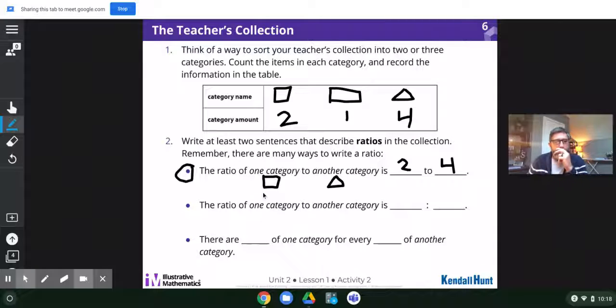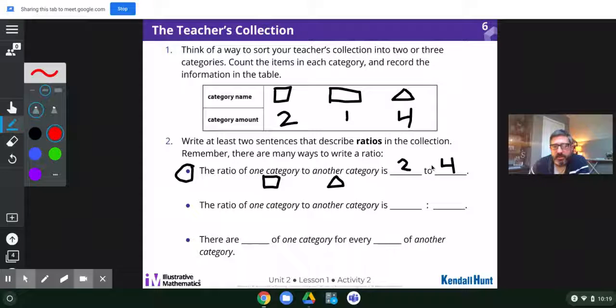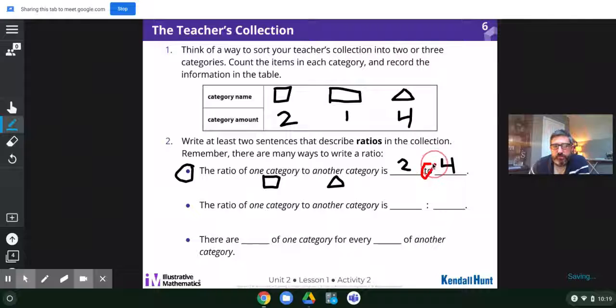And the one thing we need to remember when we're doing this, the first category we have needs to be in the first line that we have. The second category that we use needs to go in the second line that we have. So let's do this one down here. The ratio of one category to another category is blank to blank. And you notice in the first sentence, they use the word to. In the second one, they have this colon down here. So you can remember these mean exactly the same thing when we're talking about ratios. This little colon means to, just like it says in the first sentence.